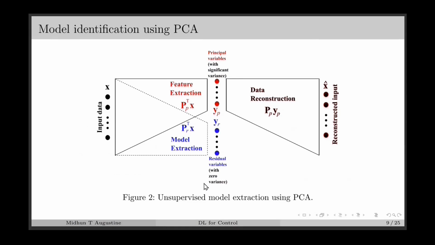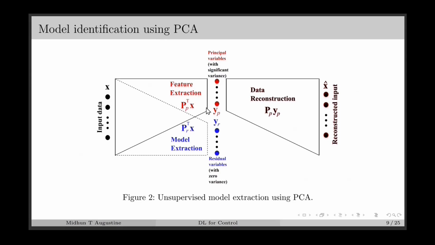In this figure, we have a schematic representation of the model extraction using PCA, where the input data X is unlabeled data, and we are transforming it into a latent space using a transformation matrix P, which we can split into principal and residual parts, where PP is the principal component and PR is the residual component. This part will give the latent variables with significant variance, which can also be considered as the features or linear combinations that capture most of the information in the original data set. Therefore, this principal component part can be used for feature extraction.